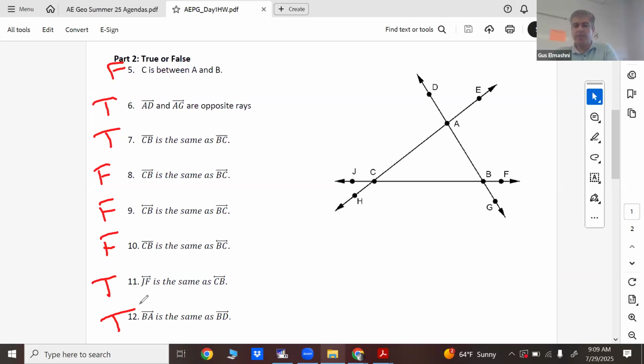For 9, oh wait. Oh yeah, that was tricky. BC is a ray, CB is a line, so that's a problem. And for 10, right, a segment and a line, totally different. 11, yeah, they're on the same line. They go forever. They're not the same segments, but definitely the same lines. And then fine for 12, yeah, both start at the same place and go in the same direction. So, all right, cool. All's good there.